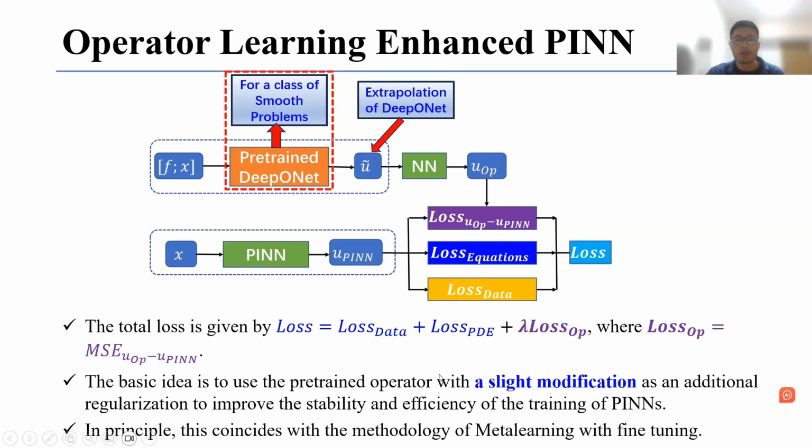If you set lambda equal to 0, this is actually the original PINN, and this can be used for some kind of smooth problem. And for the sharp interface problem, we add this term here. You can think of this as some kind of additional regularization. This kind of regularization can improve the stability and the efficiency of the training process.